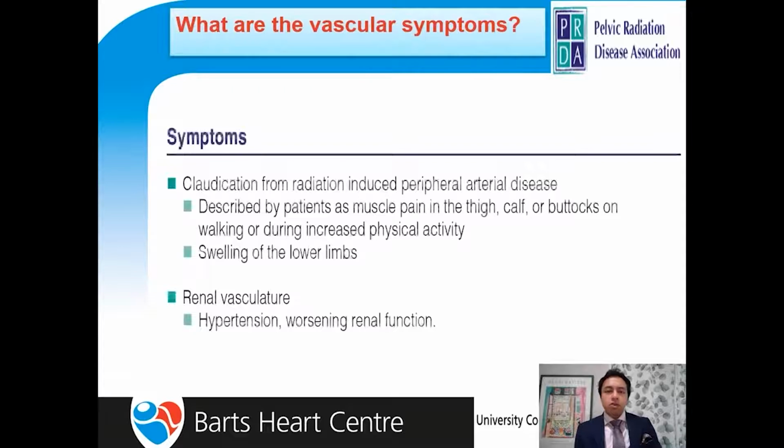Coming now to the fantastic initiative by the PRDA in producing this toolkit, really just emphasizing what the issues are here, I'll go through a number of parts of the toolkit from the vascular viewpoint. So, symptoms of pelvic radiation disease: claudication. This is often described by patients as a pain in the thigh. It can be a pain in the calf or even in the buttocks, and this is on walking or physical activity. They may also talk about pain in the limbs and swelling of the lower legs.